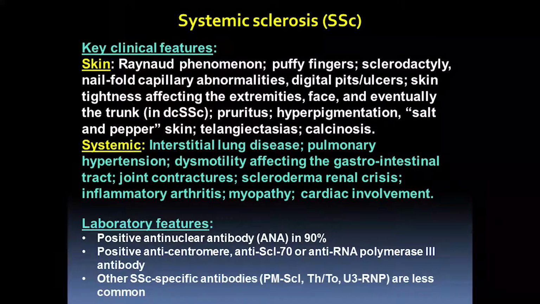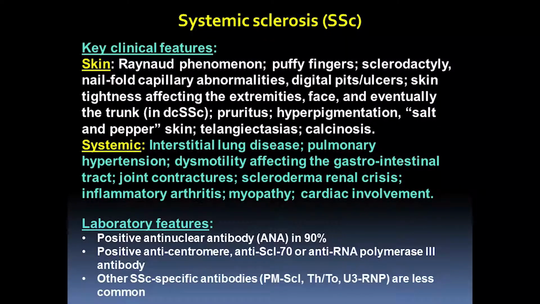The skin tightness usually starts distally and moves proximally. In patients with diffuse cutaneous systemic sclerosis, it does affect the trunk, whereas in patients with limited scleroderma, it's only confined to the distal extremities and face. There is pruritus, which is a problem all the way through the course of the disease, but particularly in the early part. Pigmentary changes, hyperpigmentation, and this classic salt and pepper skin. Telangiectasias and calcinosis, as we discussed earlier, is a problem in dermatomyositis, but I would think much more so in patients with systemic sclerosis.